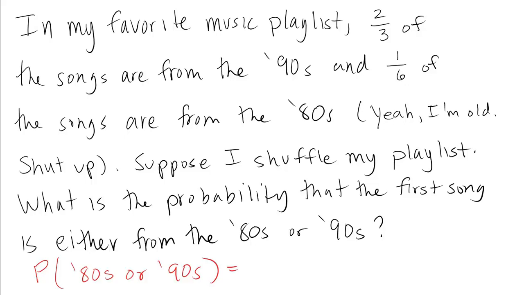How can we find that probability? Well, we have a special addition rule that applies to mutually exclusive events. And these two events are mutually exclusive because if a song comes from the 80s, then it didn't come from the 90s. And if a song came from the 90s, then it didn't come from the 80s. These events are mutually exclusive. You can't have a song that was simultaneously from the 80s and the 90s.